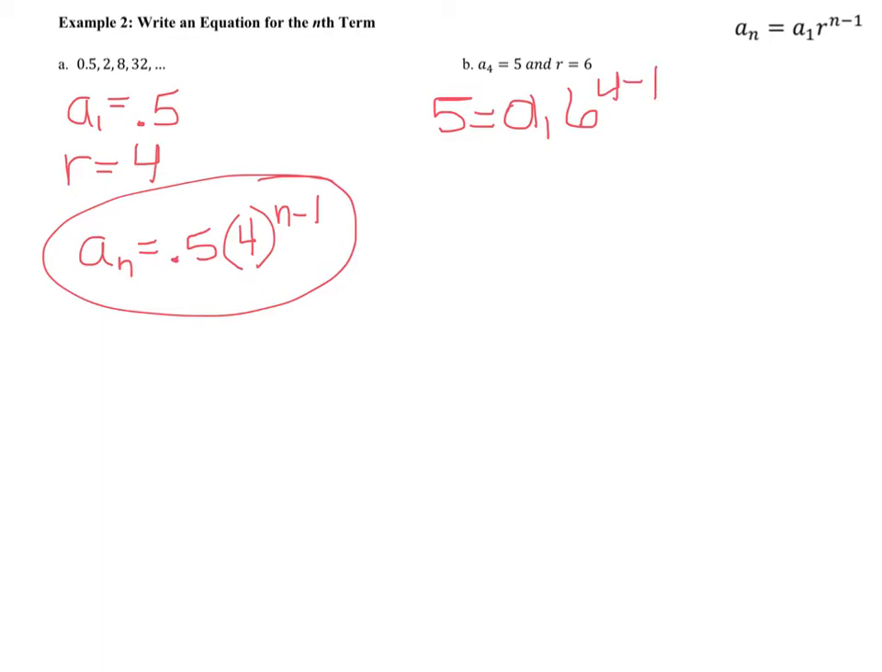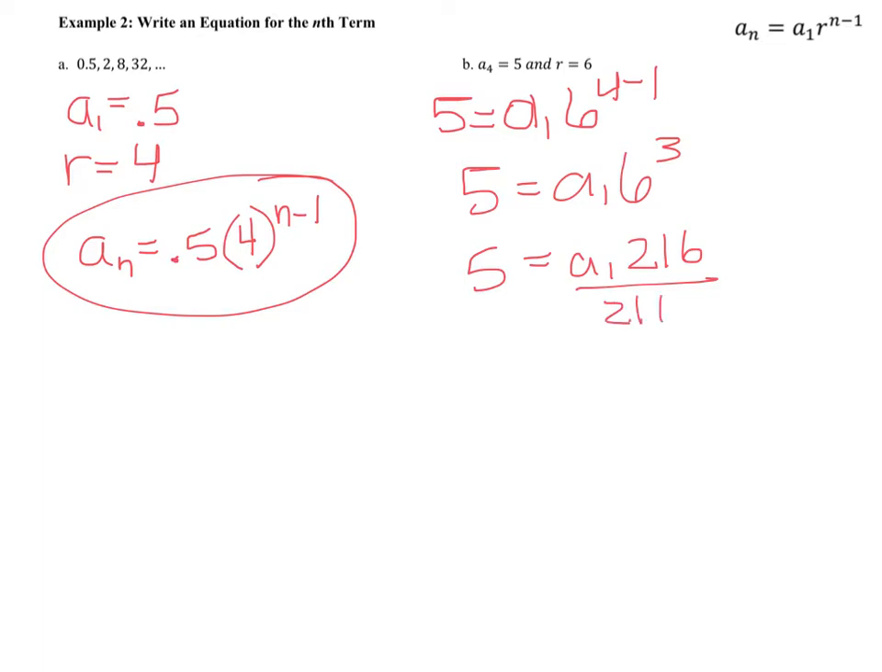So we need to solve for a sub 1. So when we go to simplify, we have 6 to the power of 4 minus 1, which is 3. And if we take 6 and raise it to the third power, that's going to give us 216. So then I need to divide by 216. And that's going to give me a sub 1 is equal to 5 over 216.